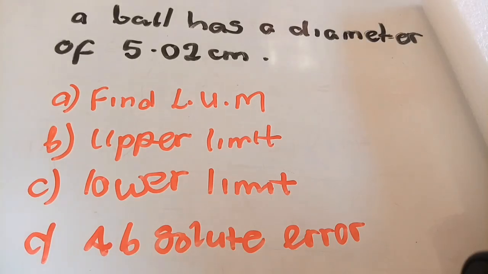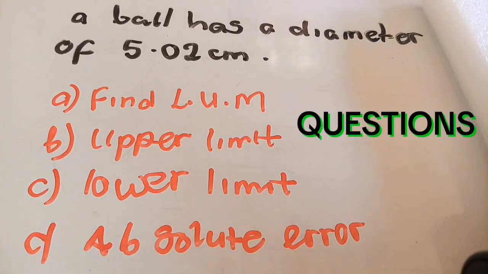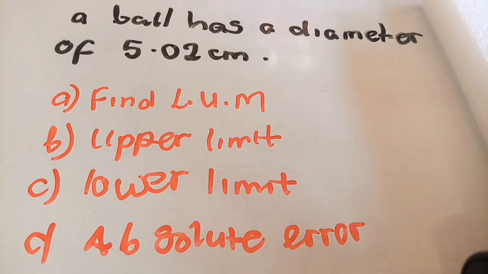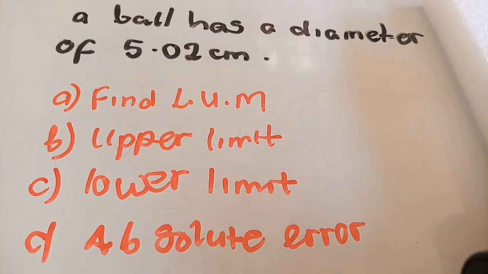So let's have a quick recap with this question with us today. A ball has a diameter of 5.0 centimeters, and A has told us to find the least unit of measurements, and also B, the upper limit, the lower limit, and the absolute error. So according to what we've learned today, we're going to try solving this question. You can simply pause the video, try solving this question by yourself, and then we go through together after you're done and see if you have understood what you've learned today. So let's get to this question and then we try to answer it.